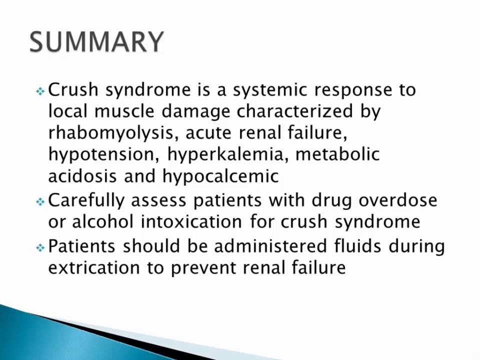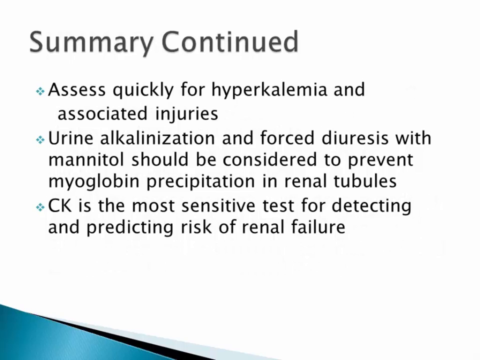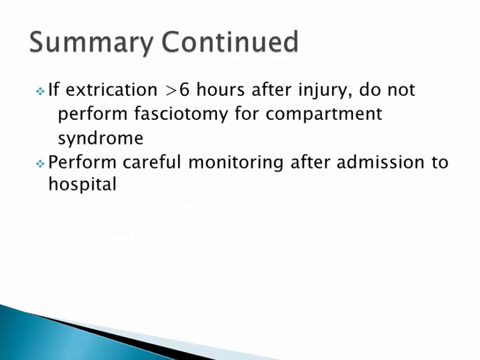So in summary, crush syndrome is a systemic response to local muscle damage characterized by rhabdomyolysis, acute renal failure, hypotension, hyperkalemia, metabolic acidosis, and hypocalcemia. Carefully assess patients with drug overdose or alcohol intoxication for crush syndrome, and that is something we see here. We seem to see it more in the winter too, so we have the element of hypothermia. Patients should be administered fluids during extrication to prevent renal failure. The patient should be assessed quickly for hyperkalemia and associated injuries. Urine alkalinization and forced diuresis with mannitol should be considered to prevent myoglobin precipitation in the renal tubules. And creatine kinase, or CPK, is the most sensitive test for detecting and predicting risk of renal failure.